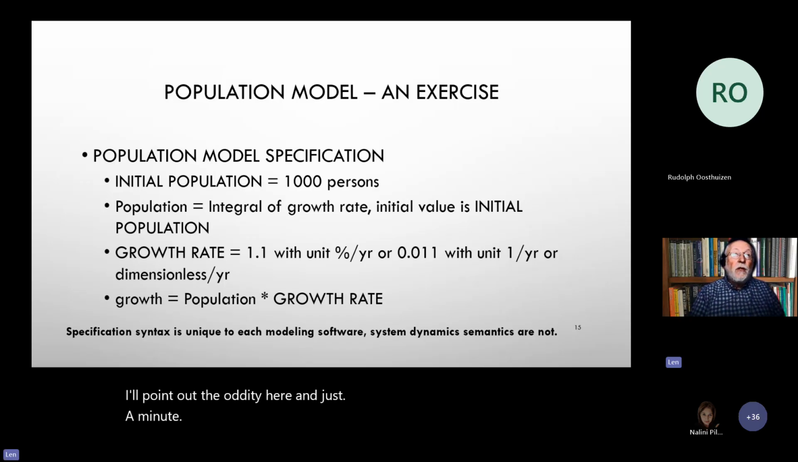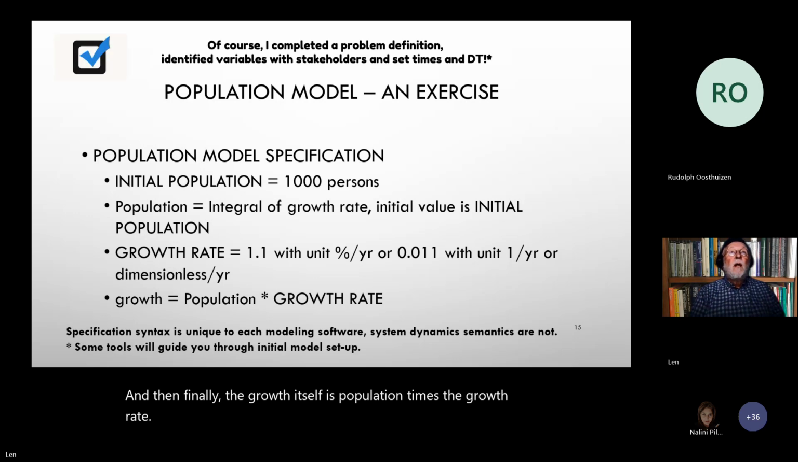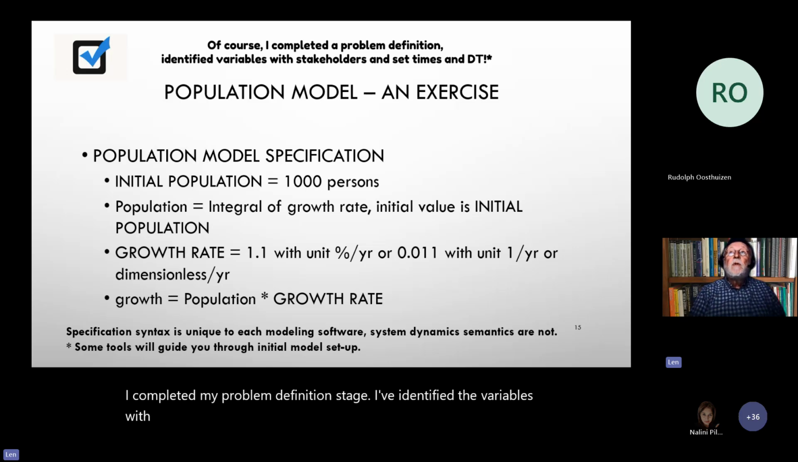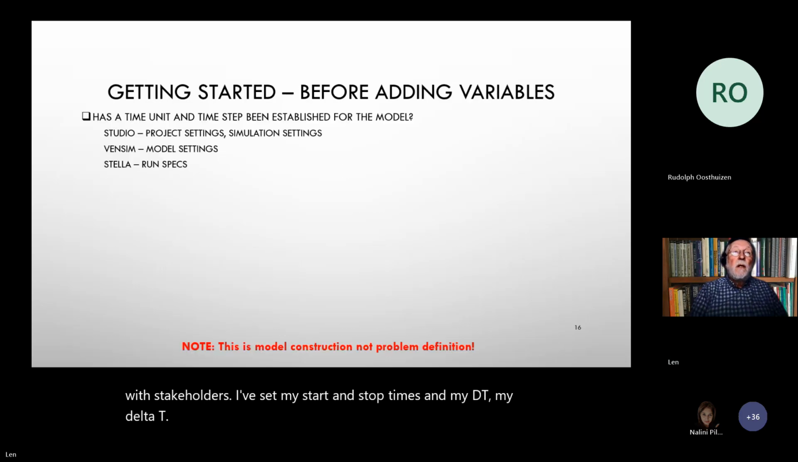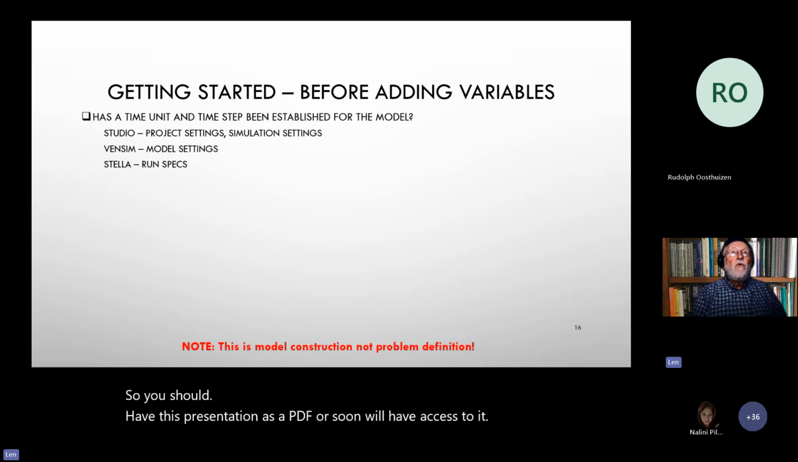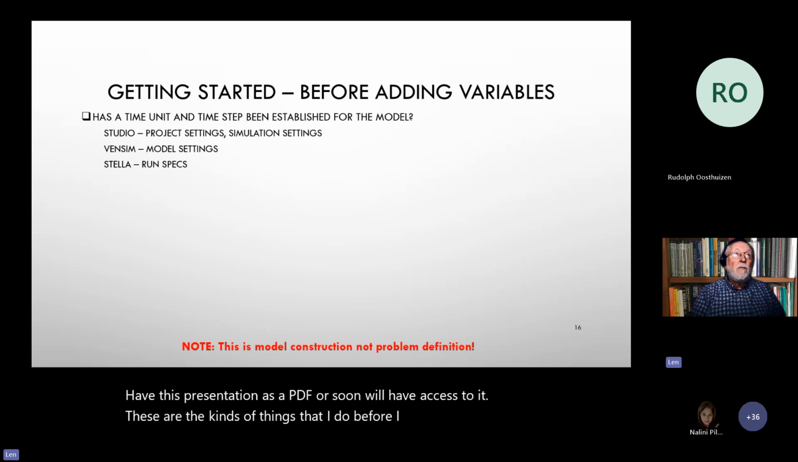Oh, and then finally, the growth itself is population times the growth rate. Okay, and of course, I completed my problem definition stage. I've identified the variables with stakeholders. I've set my start and stop times and my DT, my delta T. So you should have this presentation as a PDF, or soon we'll have access to it. These are the kinds of things that I do before I put my mouse on my canvas.